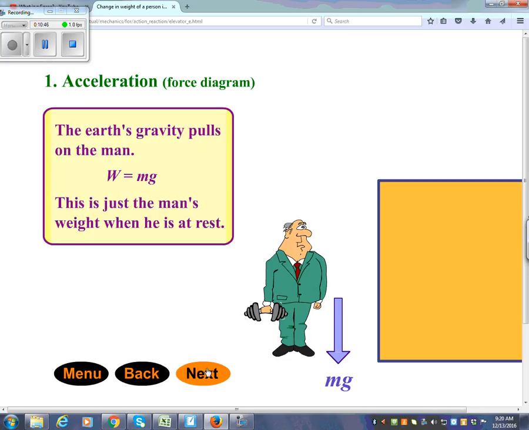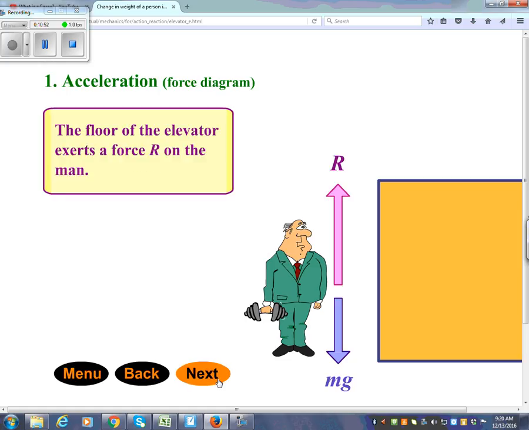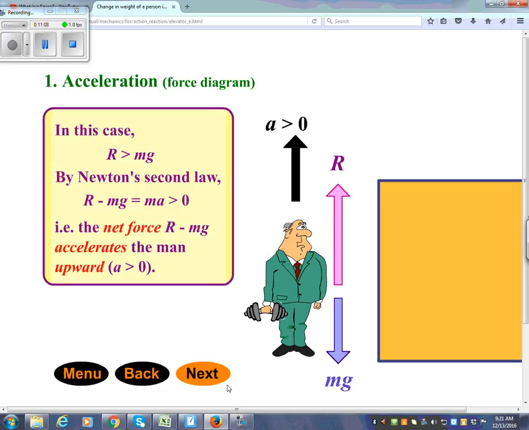Weight force, they use big W. I use FW equals mg, this is just the man's weight when he's at rest. They use R for, I don't know, resistance, I guess, or reaction force, but it is up. See how it's greater? Why is it greater? Because he's accelerating, right? There needs to be that net force up, right? In this case, R is greater than mg. The net force, R minus mg, actually accelerates the man upward.